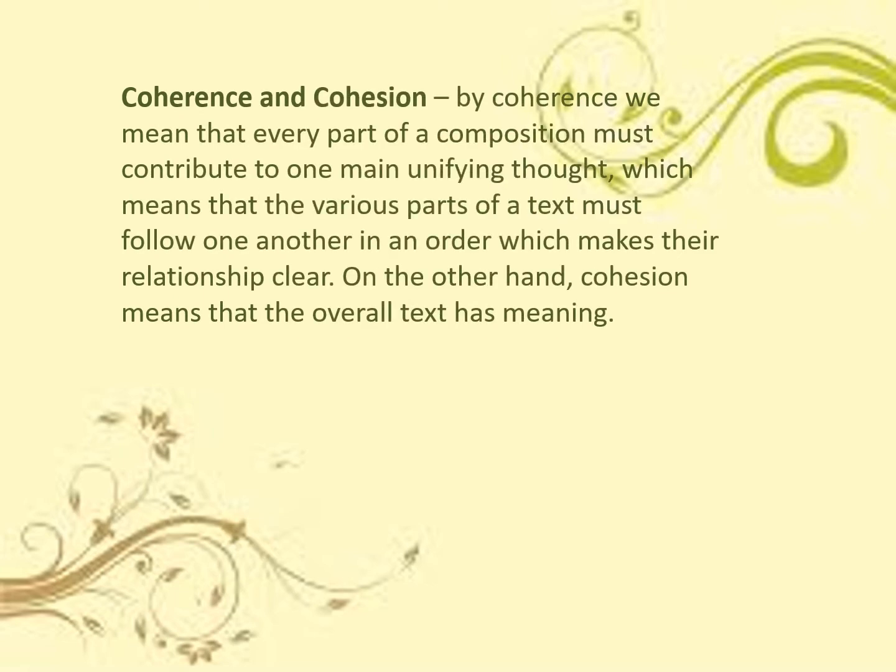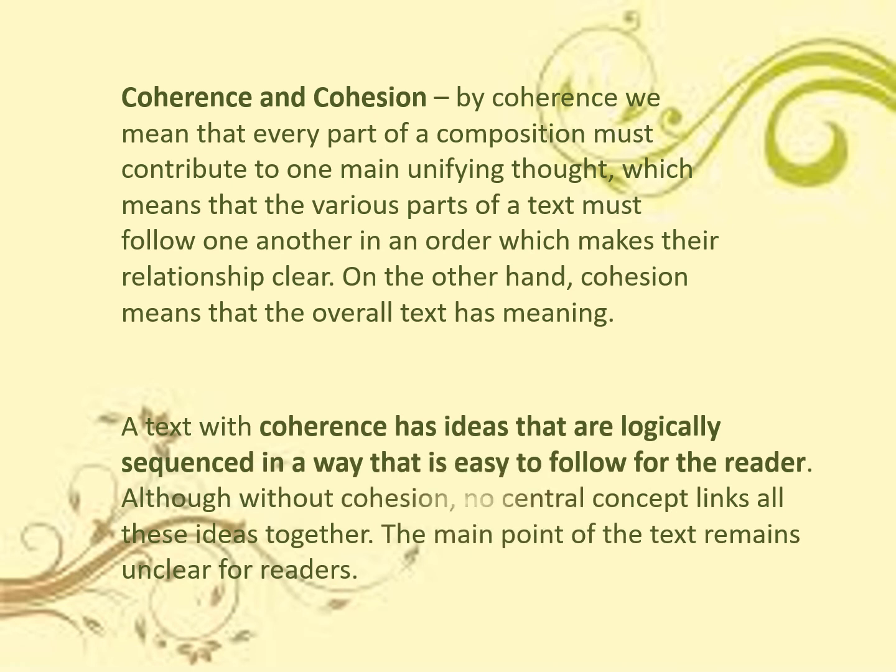Coherence and cohesion. By coherence, we mean that every part of a composition must contribute to one main unifying thought, which means that the various parts of the text must follow one another in an order which makes the relationships clear. On the other hand, cohesion means that the overall text has meaning. A text with coherence has ideas that are logically sequenced in a way that is easy to follow for the reader. Although, without cohesion, no central concept links all these ideas together. The main point of that text remains unclear for readers.